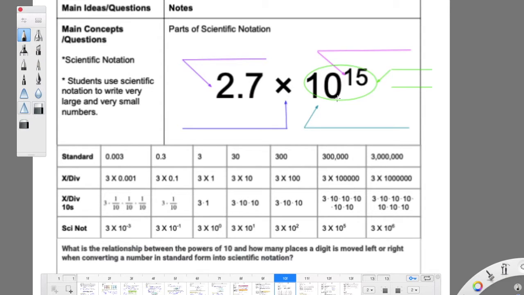So let's go ahead and take a look at the labels here. So this number in front is what we call the coefficient. And that should not sound brand new to you. You should have heard that word before. Coefficient is just the number in front of the variable usually, but in this case it's the number in front of the power of 10. Then we have the multiplication sign.